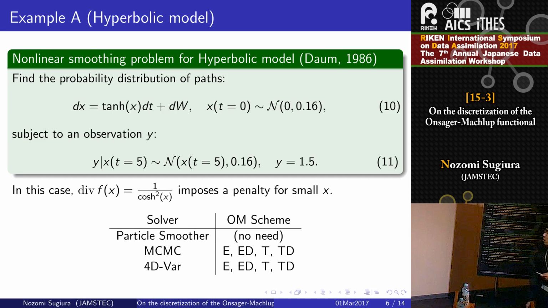The first example is a hyperbolic model, a one-dimensional model. It was proposed by Dowd, and it is dx = tanh(x) dt + dw. We have an observation at the end of the window, t = 5, and the value is 1.5. In this case, the divergence of f is sech squared, which imposes a penalty for small x. We're going to solve this with the particle smoother, MCMC, and 4D-Var, and confirm which one is the proper scheme.